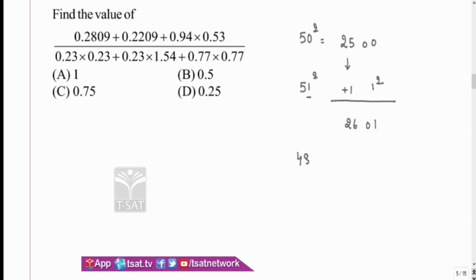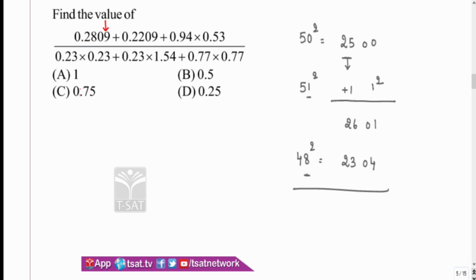Even if I ask you 48 square, this is 2 less. Therefore, you subtract 2 from 25, that's 23, and 2 square is 00, that is 04. So, in number theory, I have already explained how to find the squares which are close to 50 and close to 100. You can refer to that particular video. Now, look at here, 2809, forget about the point for a second. 28, how much more than 25? It is 3 more than 25 and here 3 square. Therefore, I can say it is 53 whole square.